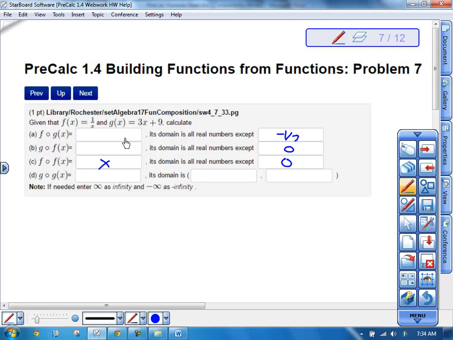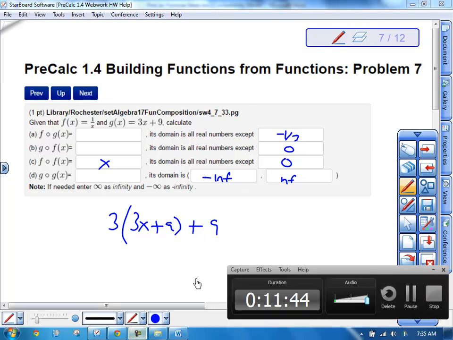So g of g of x then, we're going to take this and plug it back into itself, so we have 3 times 3x plus 9, plus 9. So we'd have 3 here and 9 here, that goes there. And this can be all real numbers, so negative infinity, you can write that out, to positive infinity. There's no restrictions on either this or the original g of x. They're both all real numbers.